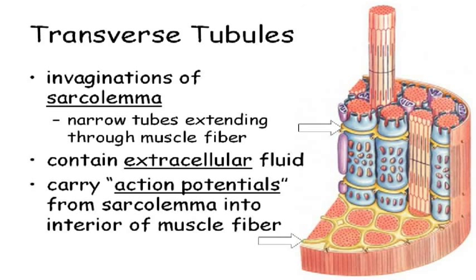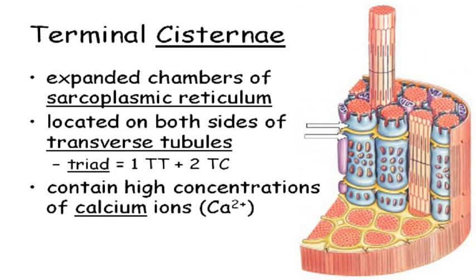If the action potential only went along the surface, the sarcolemma of the muscle cell, then what would happen is these myofibrils on the surface would contract, but the ones in the center of the cell would not. So these T-tubules are a way to get that electrical signal, that action potential, around all of those myofibrils.